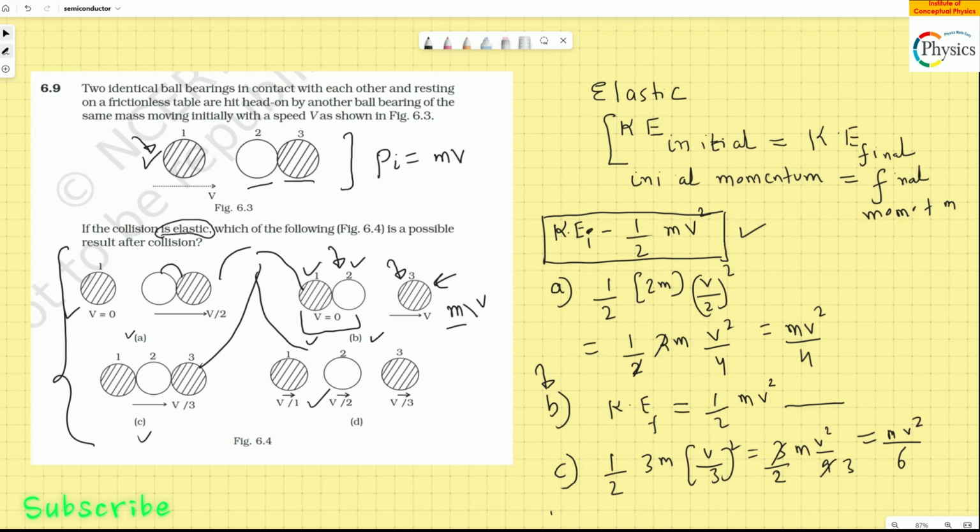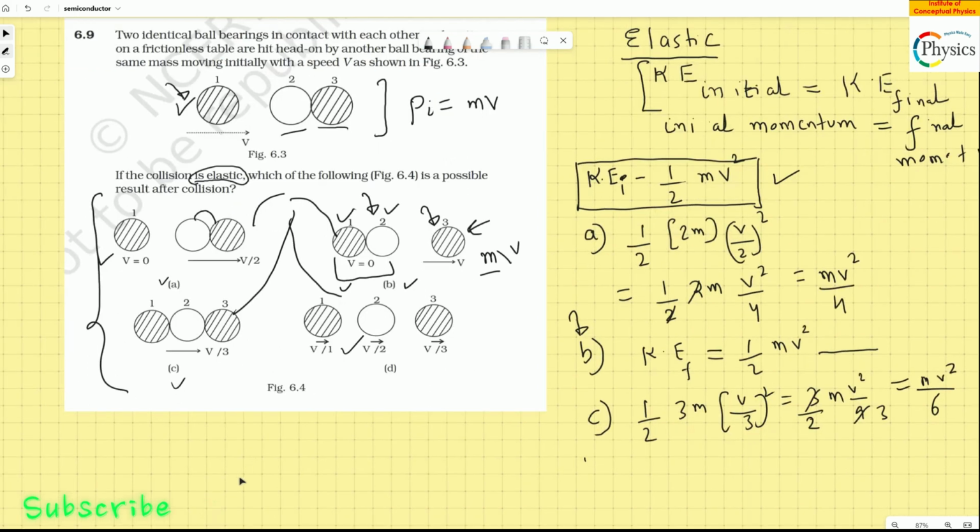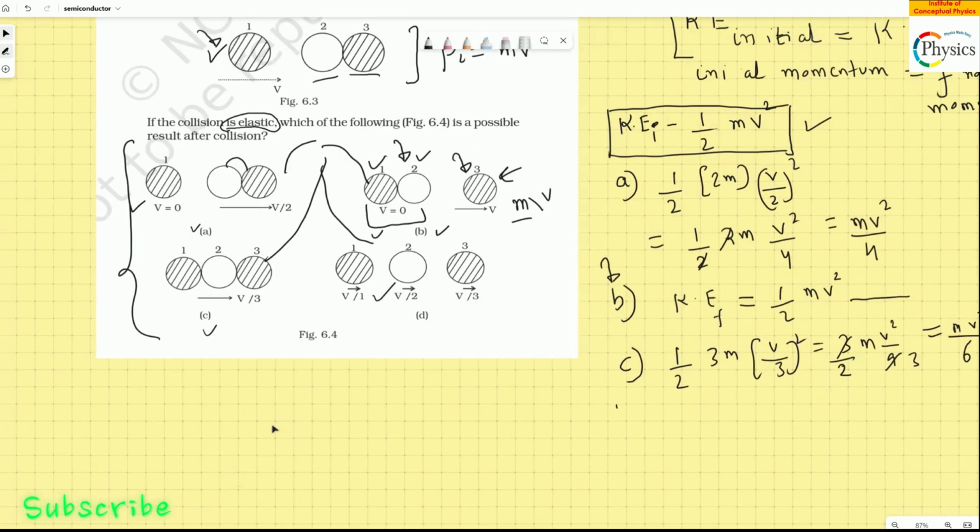I have done this in detail so that you understand how to solve the problems of elastic collision. Many questions will come, but I will give you some extra points on collision, which you have to understand. Now, there are collisions which are inelastic collisions. Kinetic energy is one of the ways you solve elastic collision.